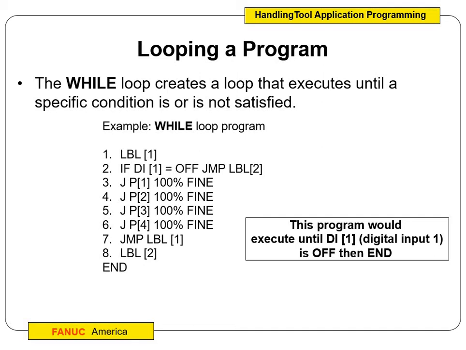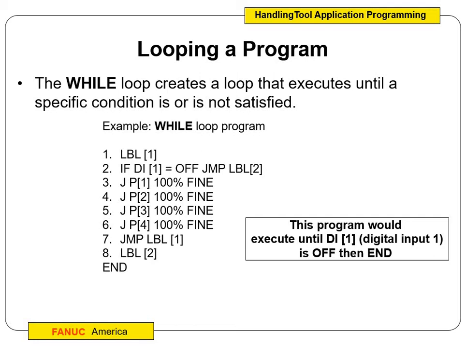We have label 1, which is what it's going to jump up to. It says if digital input 1 is off, we jump to label 2 and we would end the program. However, if it's not off, we're going to keep drawing this box. We draw our 4 points, go down, and jump to label 1. Then we check, is digital input off? Nope, it's on. We keep going, draw the box again, and go back and forth.